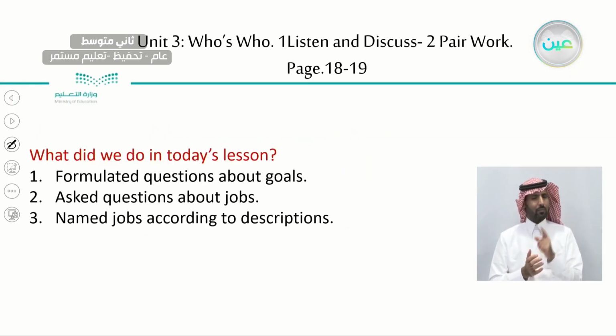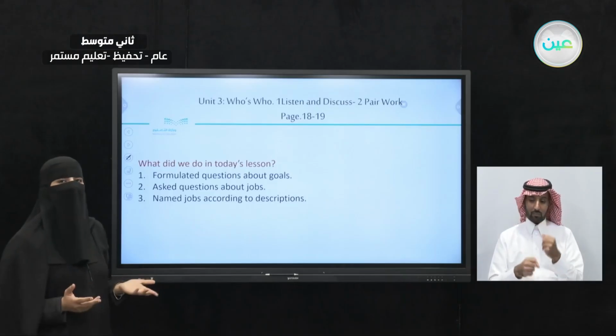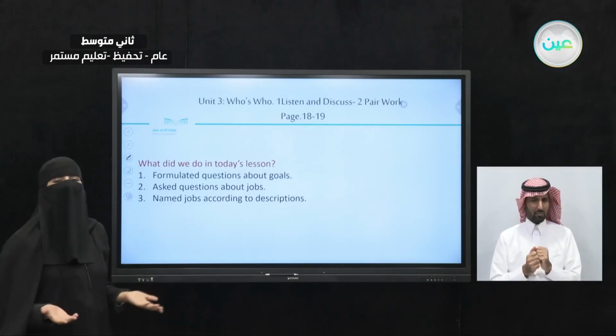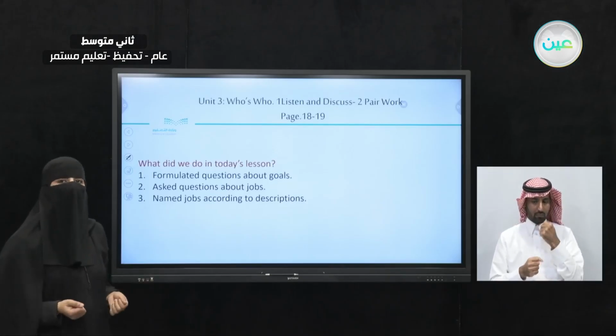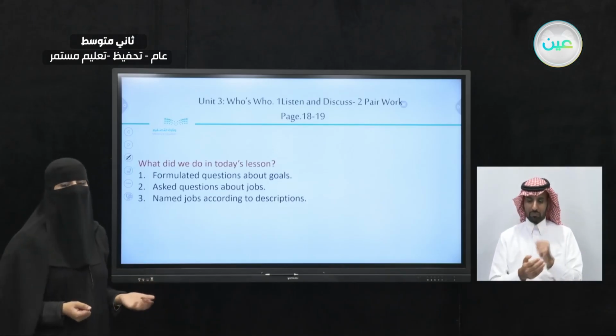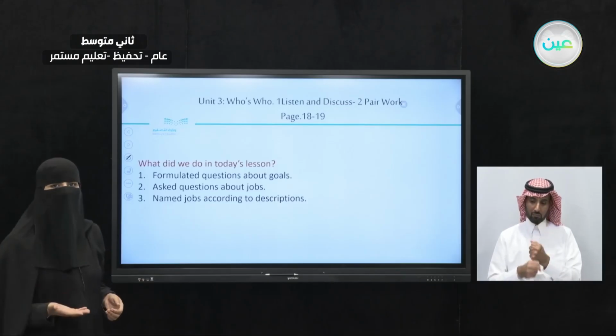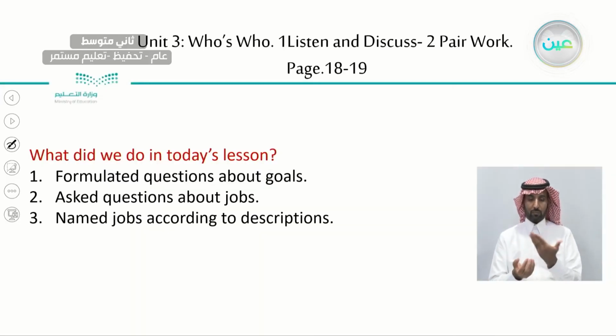Now, let's take a look. So, what did we do in today's lesson? So, we did formulate questions about their goals. Some of the people whose jobs we saw didn't like their jobs. So, what did they have to do to achieve their goals? Some of them are studying, and some of them are working and studying. Number 2, we asked questions about jobs. And the last thing, we named jobs according to the description.